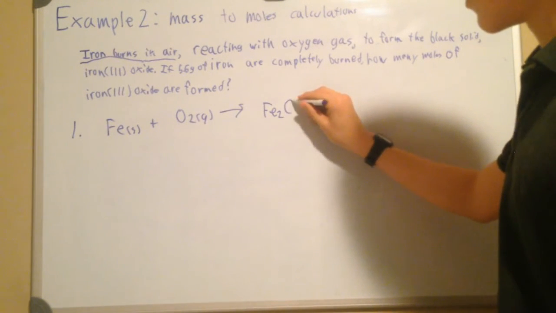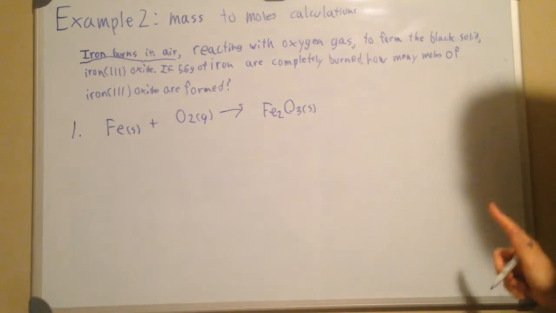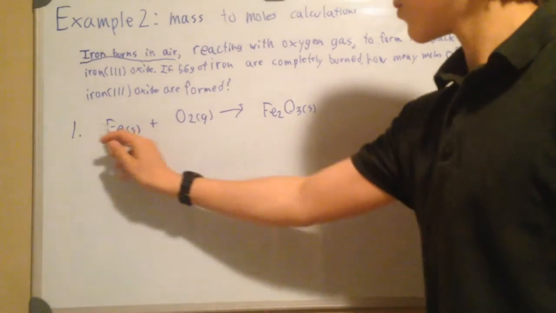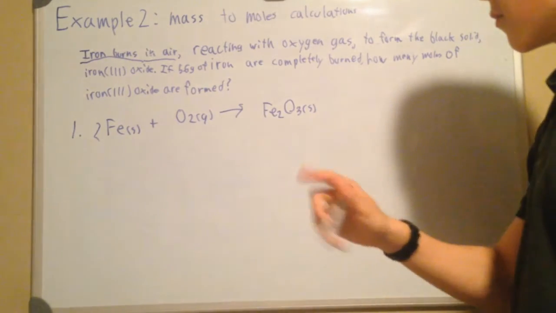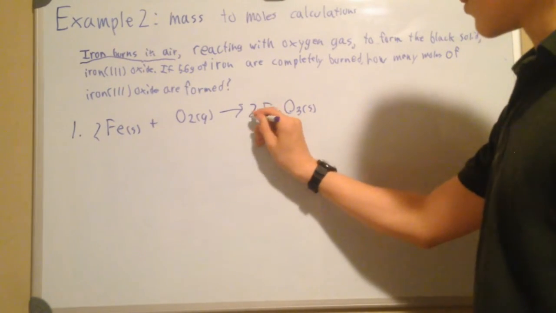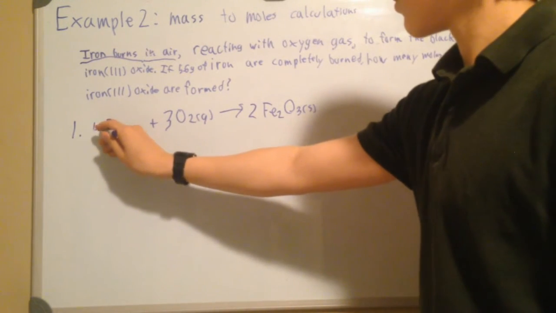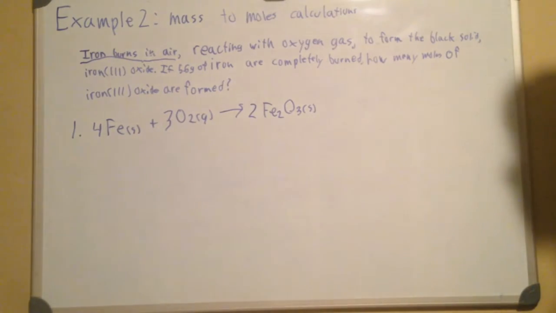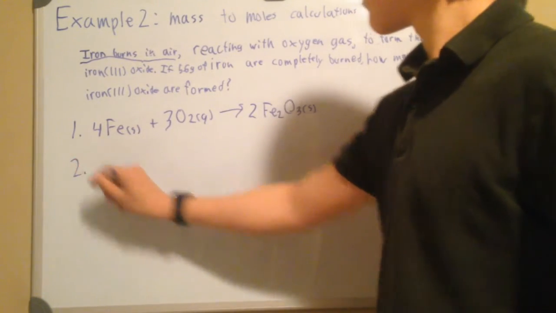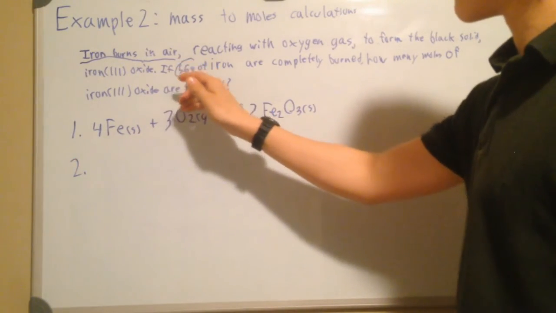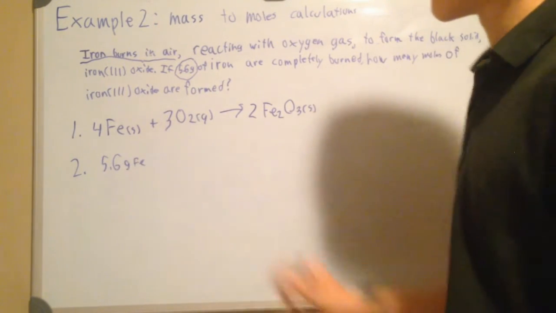Now we're not done yet. Before we can complete this, we need to balance both sides. Let's start with Fe. Right now our Fe's are balanced. But we'll see here that if we balance out our oxygens, we'll have to change that Fe to a 4. And that leaves us with a balanced chemical equation with 4 iron on each side and 6 oxygen on each side. Next, we'll move on to step 2, which is stating out our givens. Now, if we look back to the question again, we'll see we have 5.6 grams of iron. So we'll put that down.